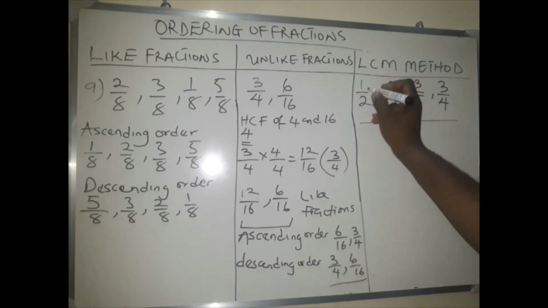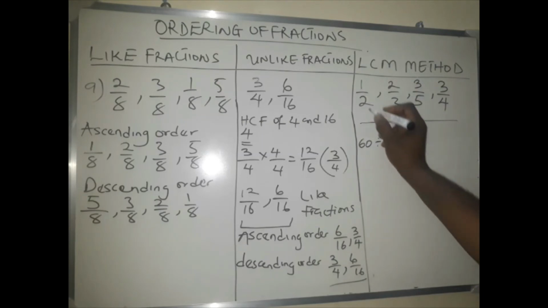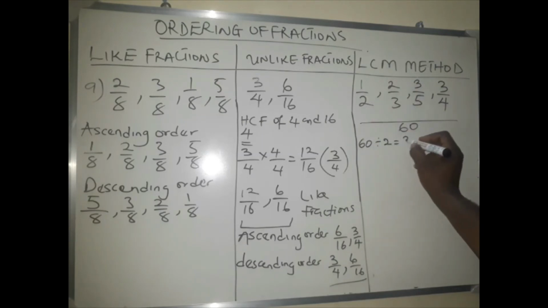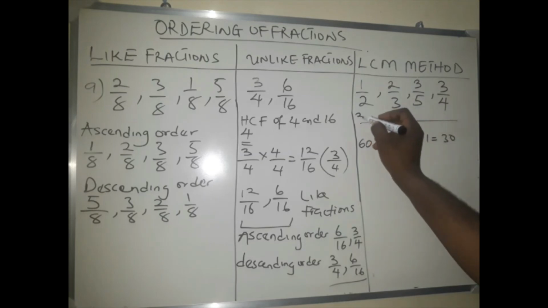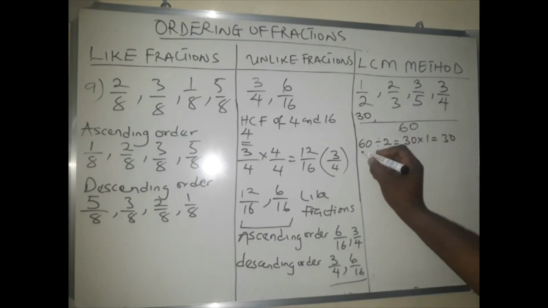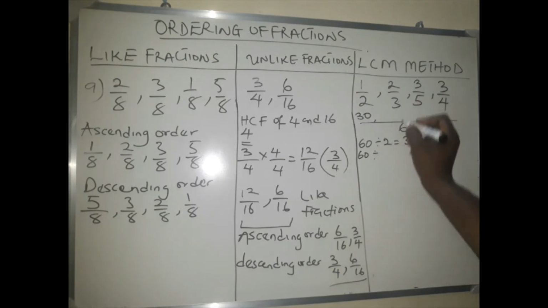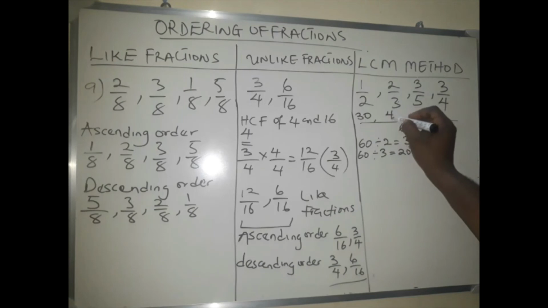Now look at how we're going to go about that. First, we start with this first one, which is 1/2. So we now say 60 divided by the denominator here, which is 2, which will equal to what? 30. Then 30 times 1 is equal to 30. You write that answer underneath 1/2. You see that? Let's do it for the second one. We now say 60 divided by the denominator here, which is 3. That will give you 20. Then 20 times the numerator of this fraction, which is 2, will give you 40. Then write 40 underneath here.